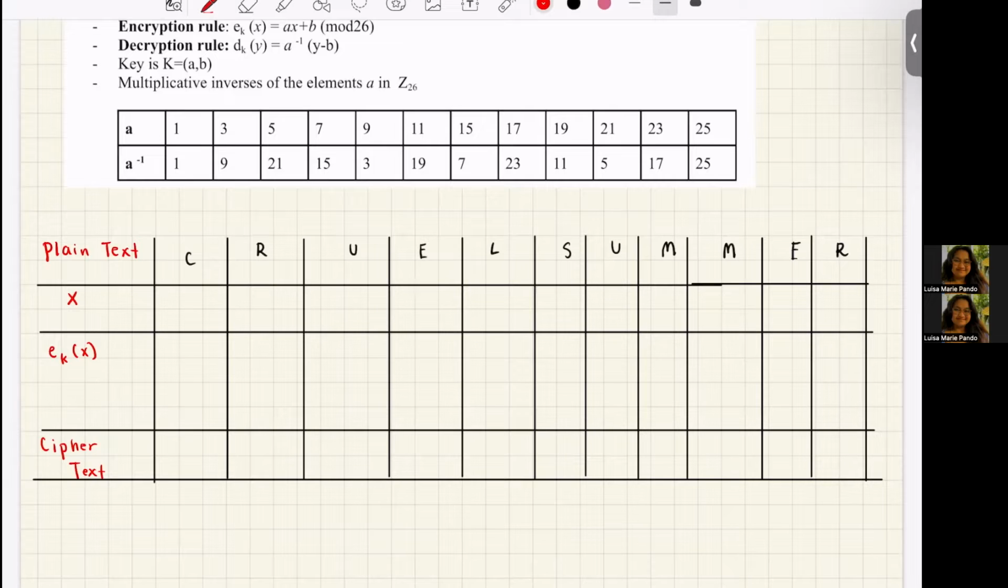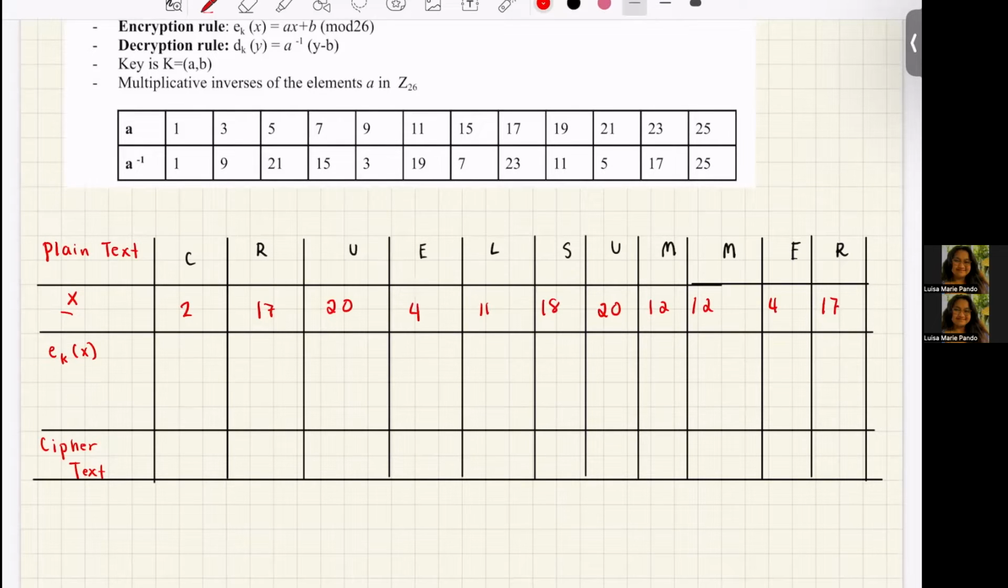So dapat we also have a copy of the alphabet, so alam natin kung ano yung ilalagay sa ating X and sa ating Y. So for X, si cruel summer, ilalagay na natin. So it's 2, 17, 20, 4, 11, 18, 20, 12, 12, 4, and 17.